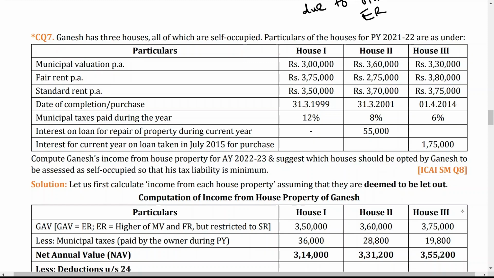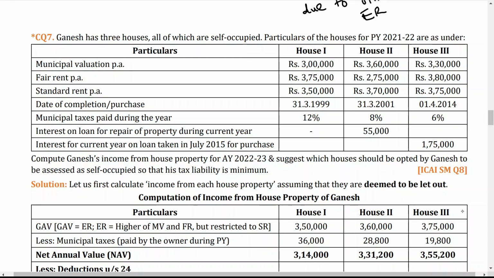Municipal valuation per annum 3 lakh, 3 lakh 60,000 and 3 lakh 30,000. Fair rent, standard rent, date of completion and purchase is given: 31st March 1999, 2001 and 1/4/2014. Municipal tax paid during the previous year 12%, 8%, 6%. Interest on loan for repairs of house property during the current year 55,000. Interest for the current year on loan taken in July 2015 for purchase 1,75,000.